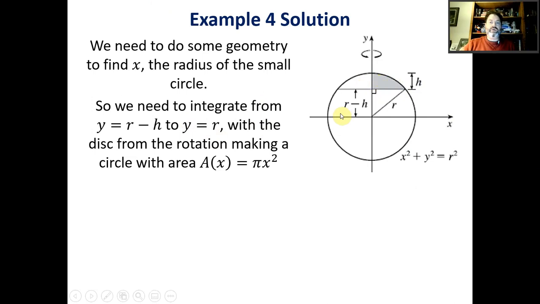So the idea is we're going to integrate from the lowest y to the highest, right? So this value here is r minus h, and then we're going to integrate from r minus h up to r, right? Because the radius of the sphere is r. So that's r right here. So we go from r minus h to r, making the disk from the rotation is a circle with area pi x squared. So x is a variable. We actually don't care what this length is because we're integrating in the y direction with respect to x. So our bounds of integration are y bounds.